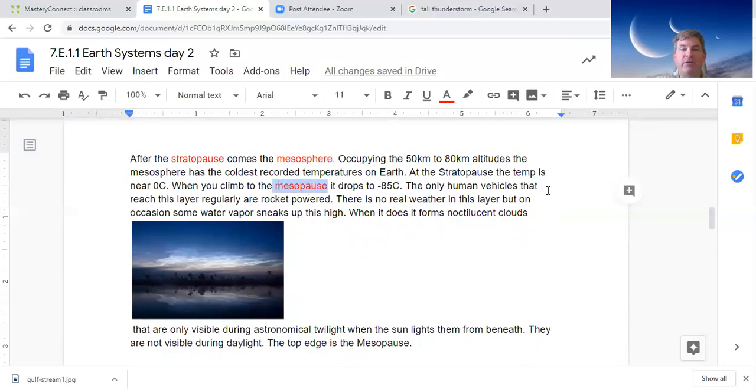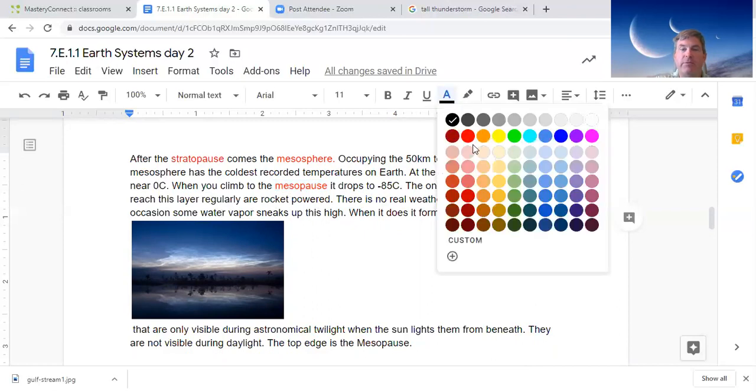Minus 85 degrees. The only human vehicles that regularly reach this layer are rocket powered. So sounding rockets, rocket powered aircraft. There's no real weather in this layer, but on occasion, some water vapor sneaks up this high, when it forms noctilucent clouds.